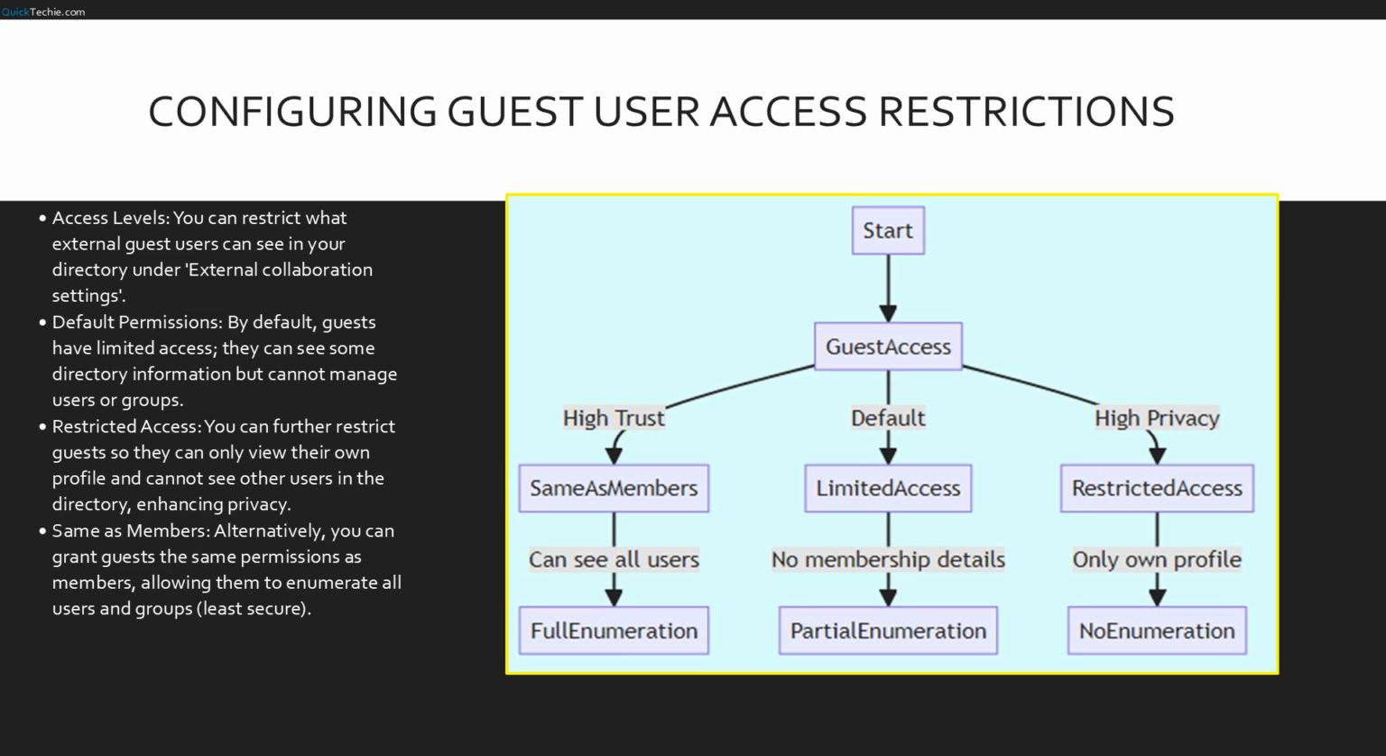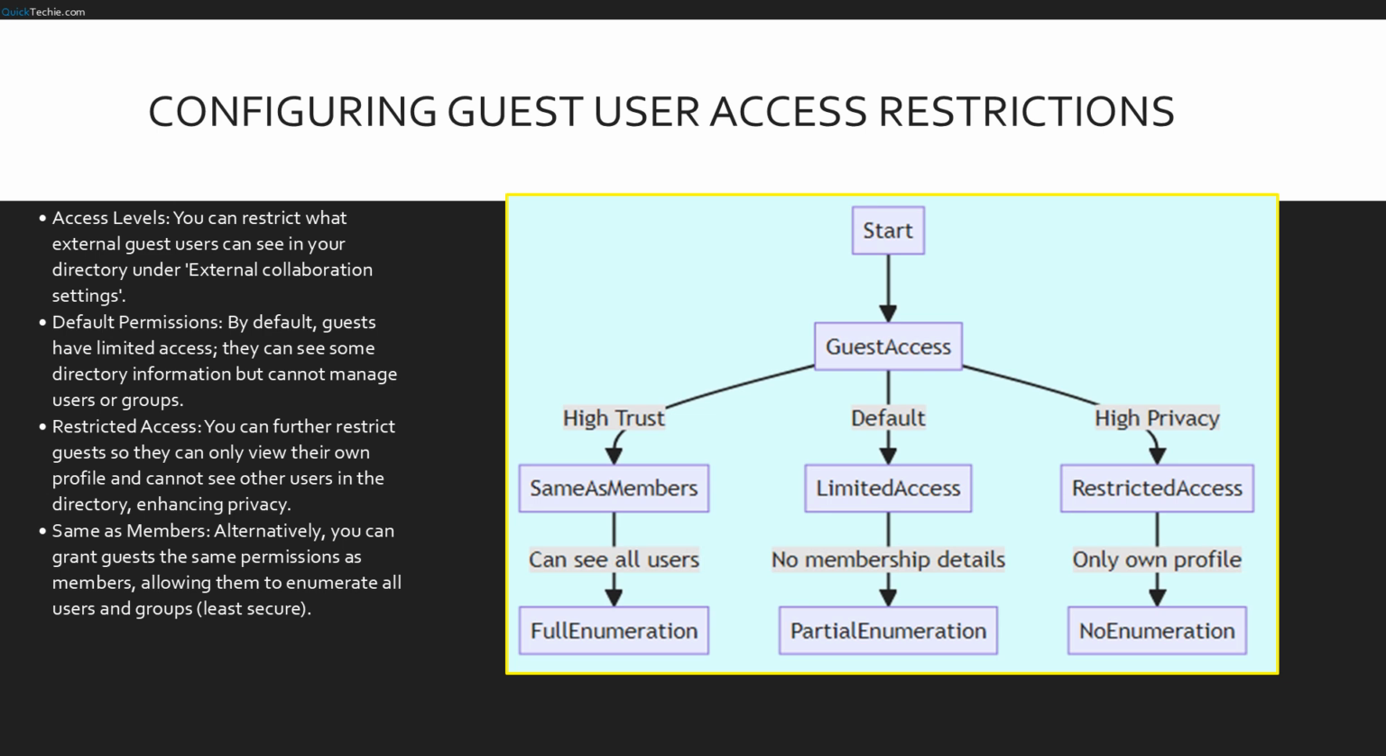In this mode, guests cannot see the user list or group memberships of other users. They can only see their own profile. This is the recommended setting for maximum privacy. Conversely, for highly trusted partners, you could set their access to be the same as members, though this should be done with extreme caution. This state diagram helps you visualize the 3 levels of guest access.